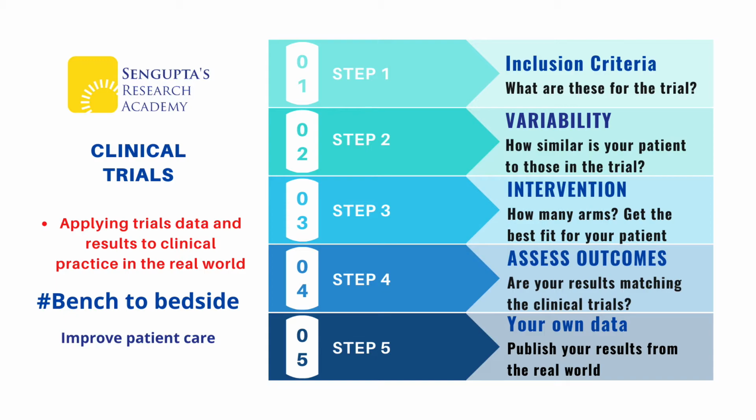Step 1. Inclusion criteria. Look at the inclusion criteria used to enroll patients in the clinical trials and see whether your patients meet these. If your patient is a good match, only then can you expect them to get results similar to the trials data.